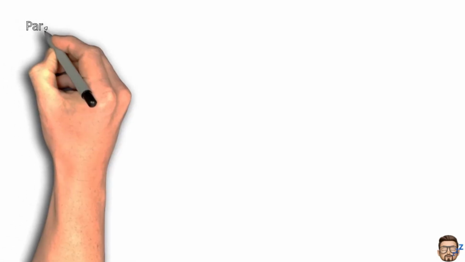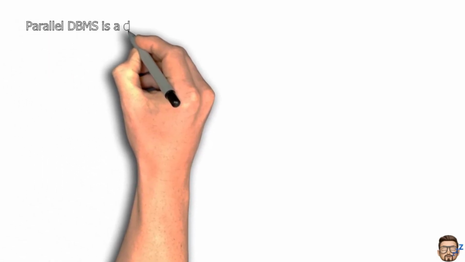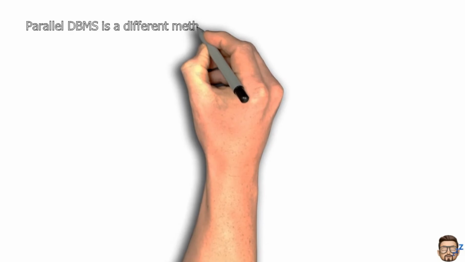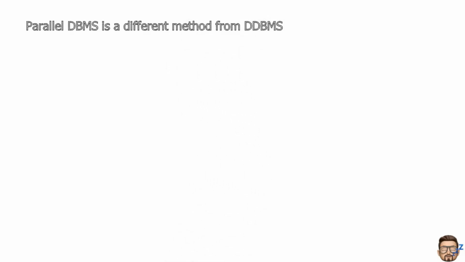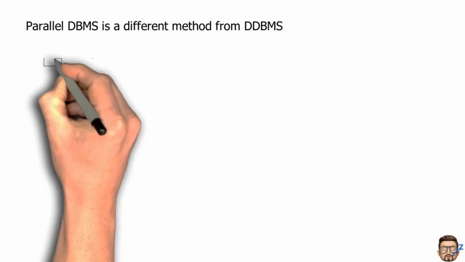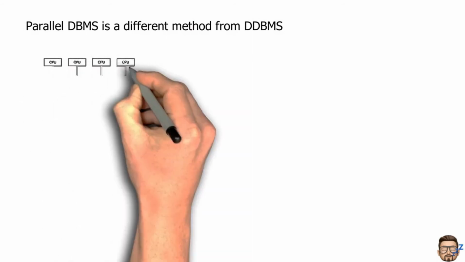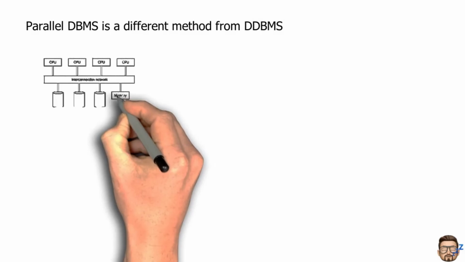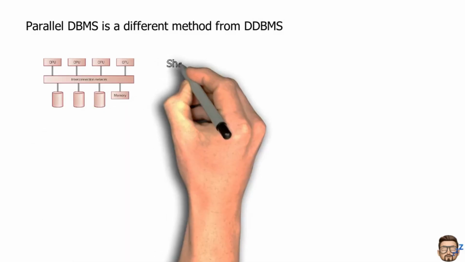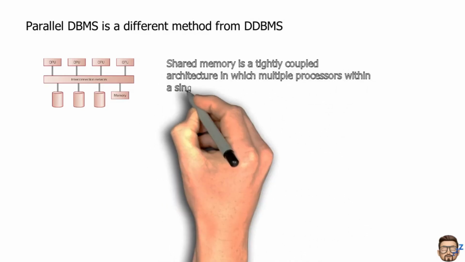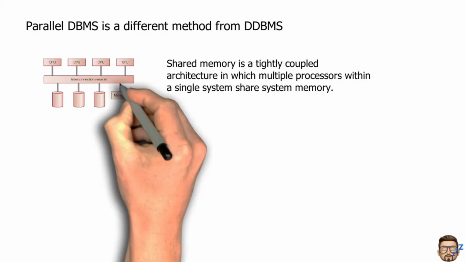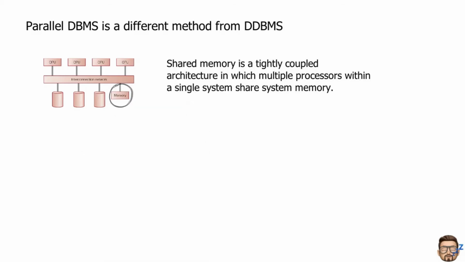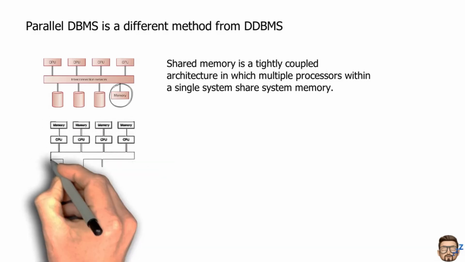Parallel DBMS is a different method from DDBMS. It is defined as a DBMS running across multiple processors and disks that is designed to execute operations in parallel whenever possible in order to improve performance. There are three main architectures for parallel DBMS. The first one is shared memory. It is a tightly coupled architecture in which multiple processors within a single system share system memory.